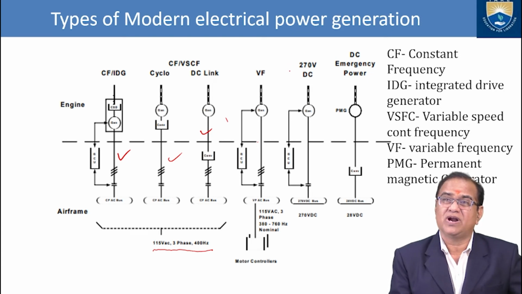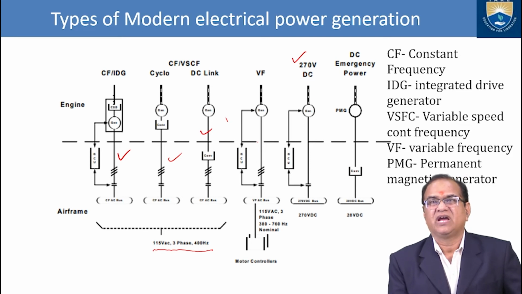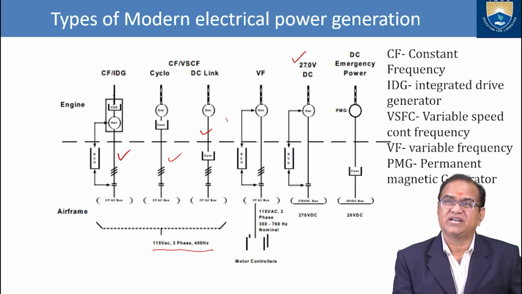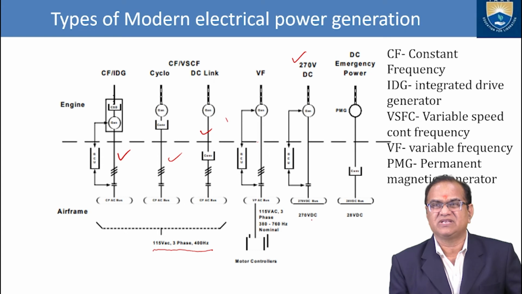Next is a very new thing: the 270 volt DC generator. Now these generators are only used in aircraft of US origin, especially modern fighter aircraft. They have started using 270 volt direct current.